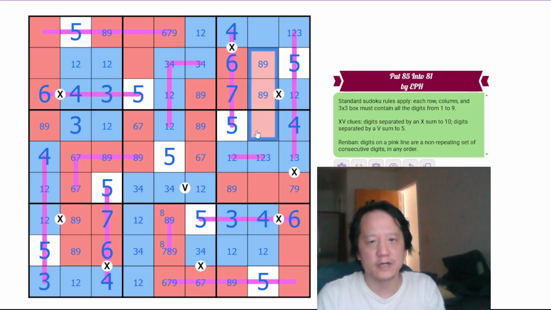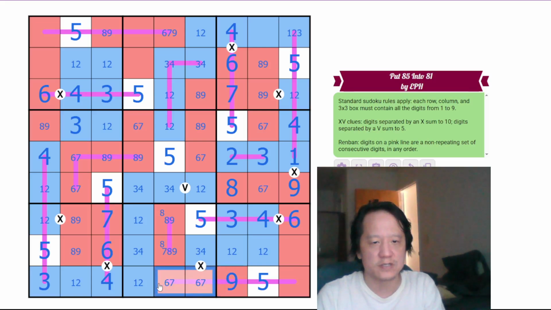That eliminates 8 and 9 in the rest of the column, so it's 6, 7, 6, 7 as a pair, which eliminates 6, 7 in the rest of the box, so this can't be 7. It's 9, which makes this 1, which makes that 2, which makes that 3. 9 eliminates 9 here, so it's 8, which eliminates 8 there, so it's 9. 9 eliminates 9 there, so this is a 6, 7 pair.